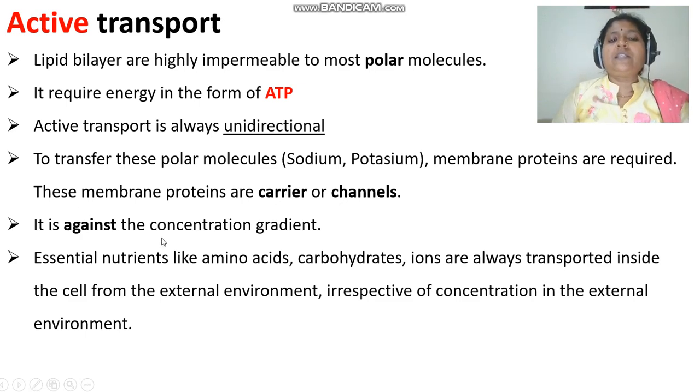It is against the concentration gradient. It means the polarity as well as the concentration gradient, these two are the driving forces which require the ATP molecule to cross the membrane. Essential nutrients like amino acids, carbohydrates, and ions are always transported inside the cell from the external environment, irrespective of the concentration in the external environment.